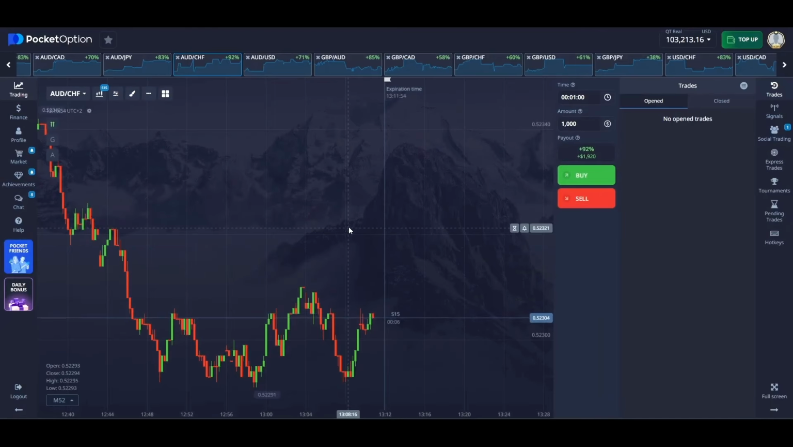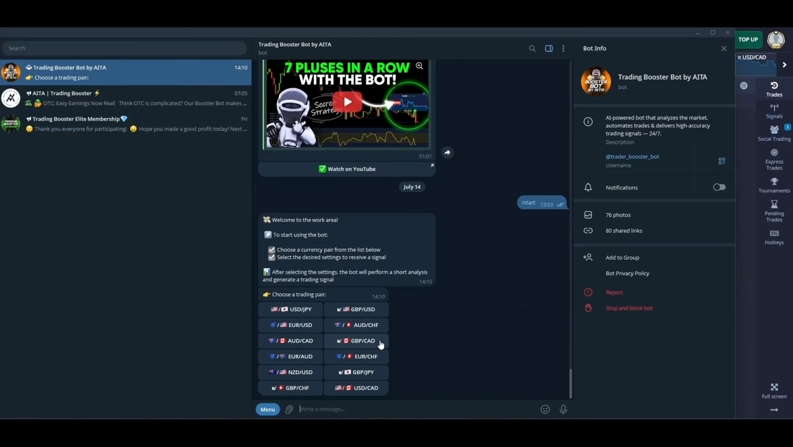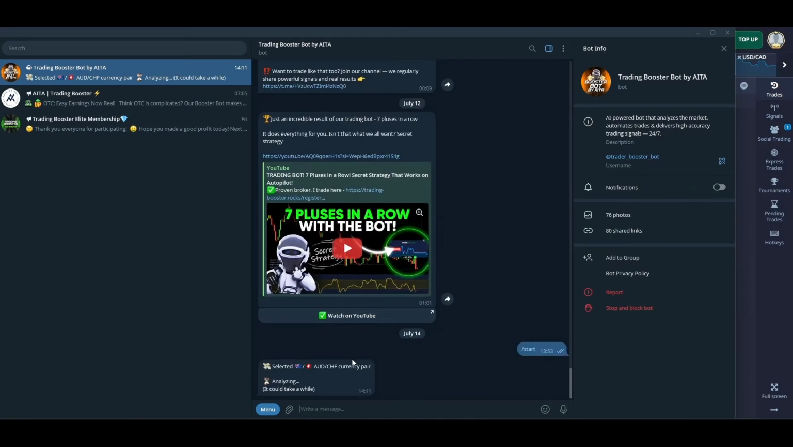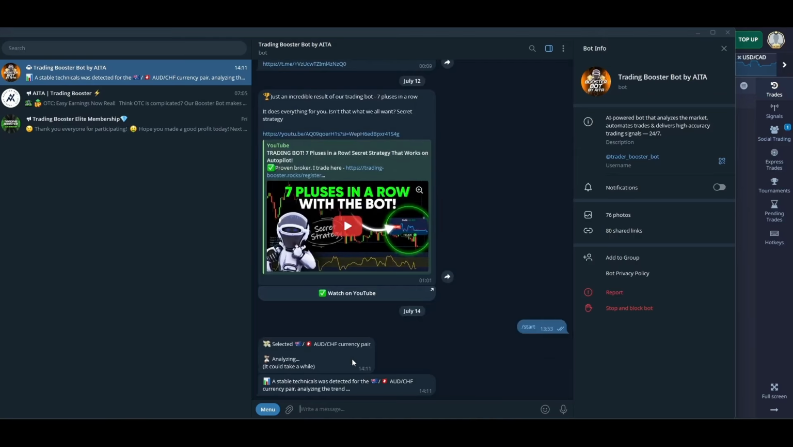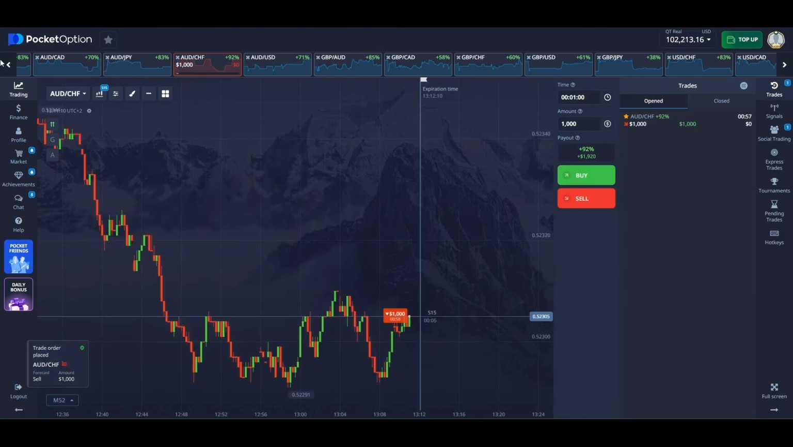For example, now I'm choosing the currency pair Australian dollar and Swiss franc. I go to BoosterBot, select this currency pair, and set the trade time to 1 minute. Now let's see how BoosterBot analyzes. I get a sell signal. I open a sell trade right from here. And what can we see here?